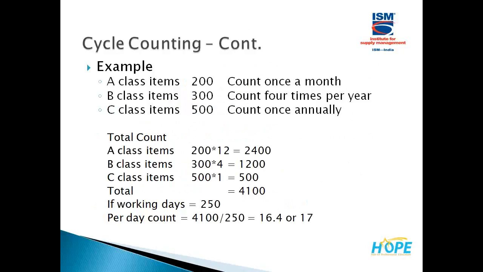An example of cycle counting: we can do the ABC classification, and then decide how many times in a month we will count A class inventory, B class inventory, and C class inventory. Depending on that, I can multiply it. Suppose in my case I have to do a total of 4100 counts, and I have 250 working days. So my per day count is 16 to 17 items. If one counter can count 6 to 7 items, I need only 3 counters continuously doing the counting per system.